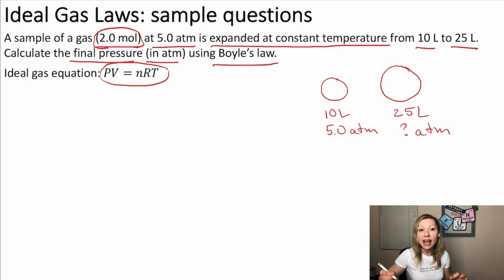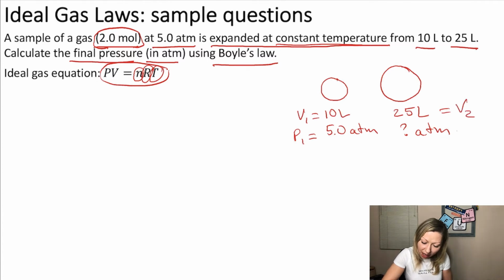Let's start with the ideal gas equation. So we know that the number of moles is a constant. We also know that R is the gas constant, it's in its name, and T, the temperature, is also constant. So basically, when I go from the first state where I have V1 and P1, I'm going to end up in a second state where I know V2 and I have to calculate P2.